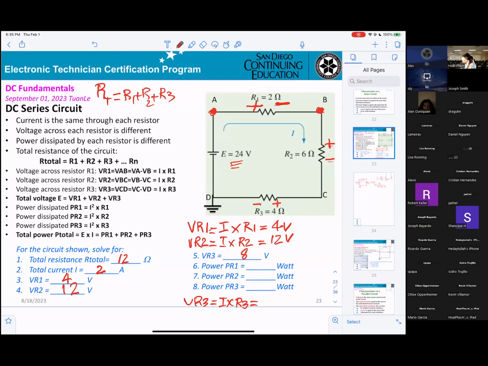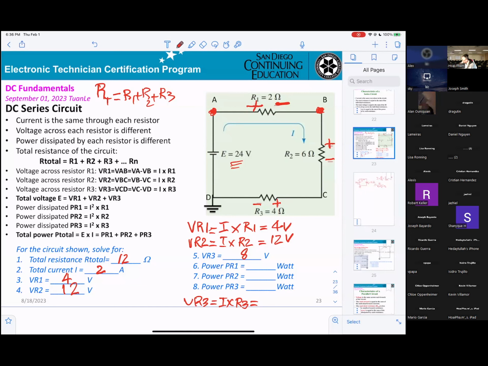If you add them up, they will be equal 24. Okay? 4 adding 12, 16 adding 8, 24. Okay? If you get a difference, you have a problem. The thing is, the supply is 24, and they go in through the circuitry. They have to be 24.